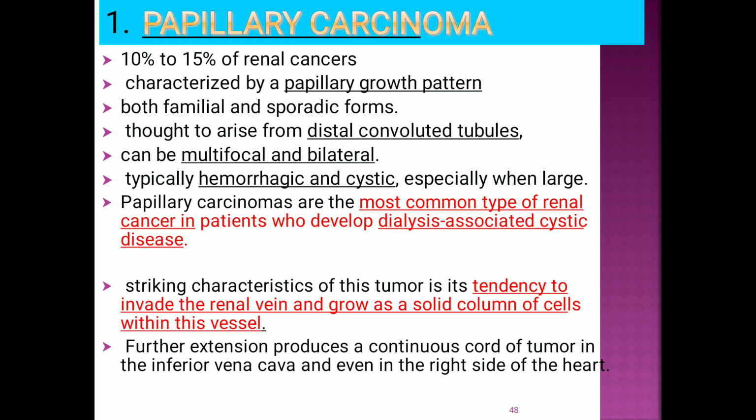Papillary carcinoma. 10 to 15% of renal cancers, characterized by papillary growth pattern, with both familial and sporadic forms. They are thought to arise from the distal convoluted tubule. It can be multifocal and bilateral, typically hemorrhagic and cystic, especially when large. Papillary carcinomas are the most common type of renal cancer in patients who develop dialysis-associated cystic disease. A striking characteristic of this tumor is its tendency to invade the renal vein and grow as a solid column of cells within this vessel.